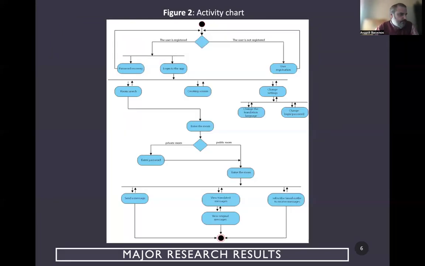Next is the activity chart. An activity diagram is one of the types of diagrams in UML, Unified Modeling Language, which is used to model the sequence of actions, processes, and behavior of a system or object. The diagram clearly shows how the system works and what its components are. In this diagram, step-by-step execution is performed with the possibility of branching and returning to previous stages.